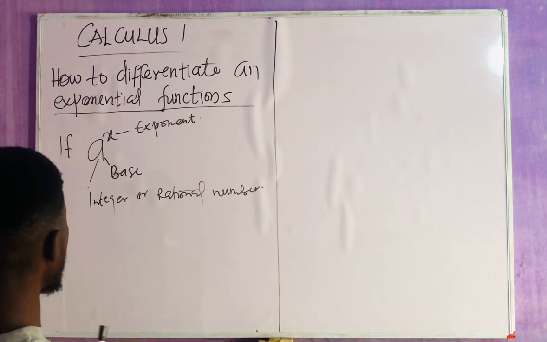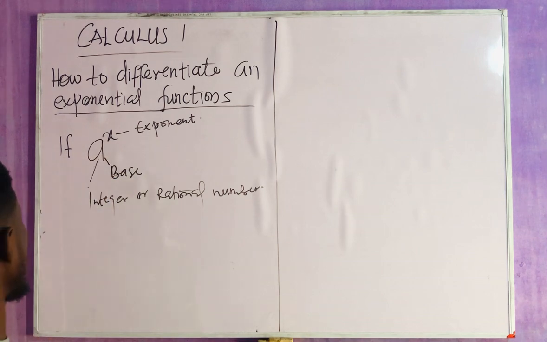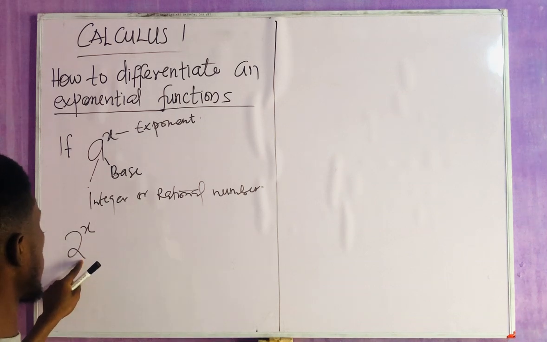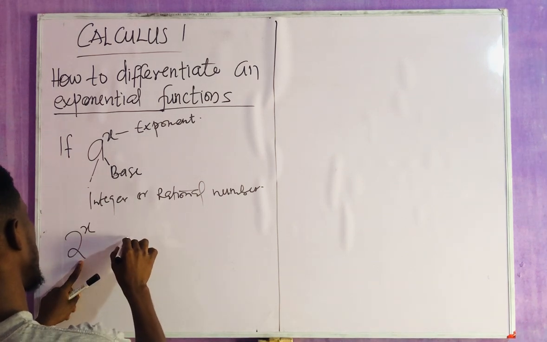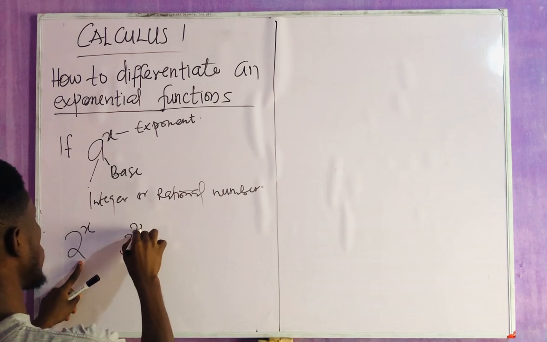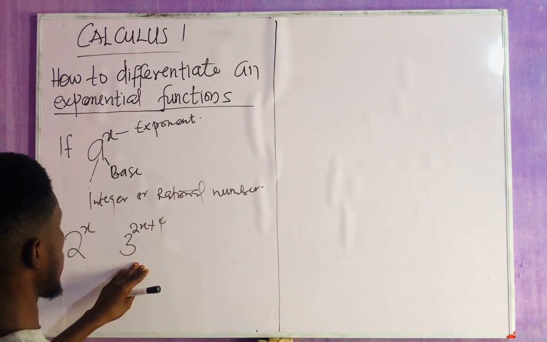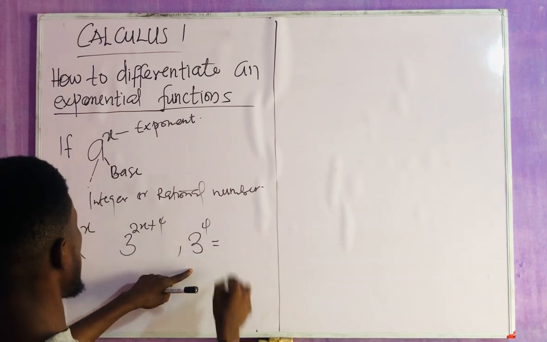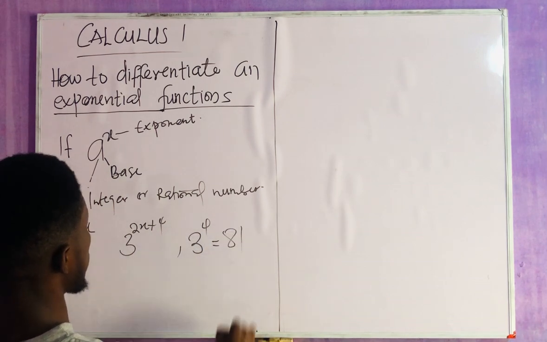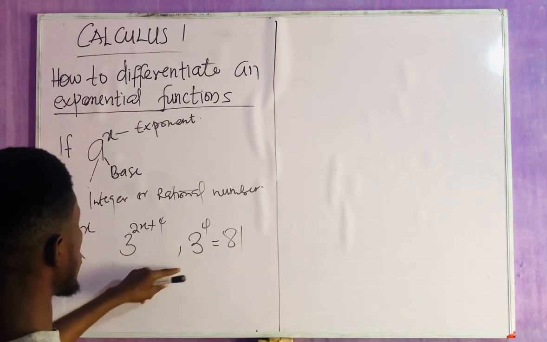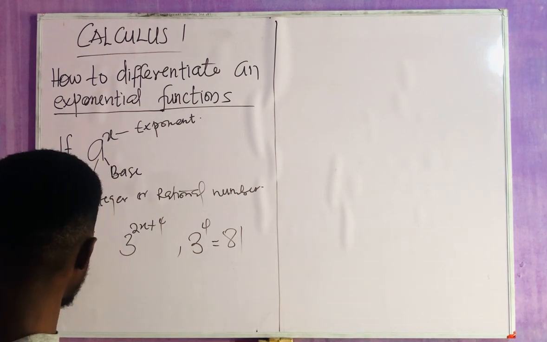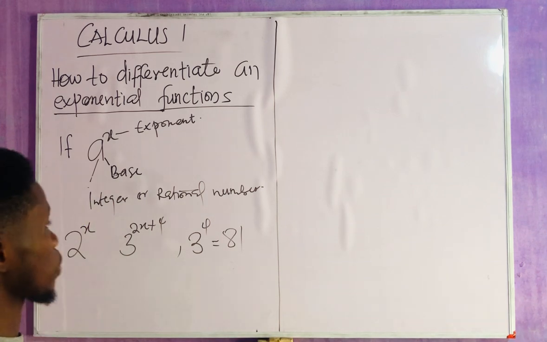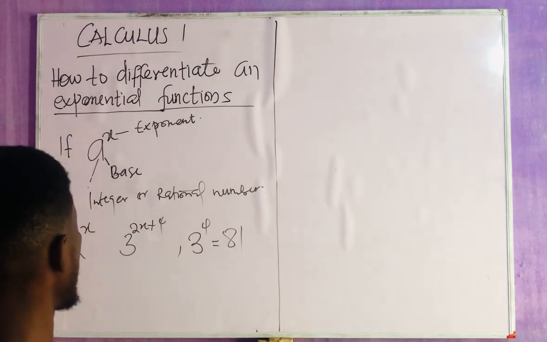Alright, so we're looking at this. Then we can say that 2 to the power x is what? An exponential function. 3 to the power 2x plus 4 is an exponential function. But 3 to the power 4 will give you 81, so this one is not an exponential function. So we have to get a number to the power a variable. That will give us an exponential function. So now let's look at how to differentiate this.